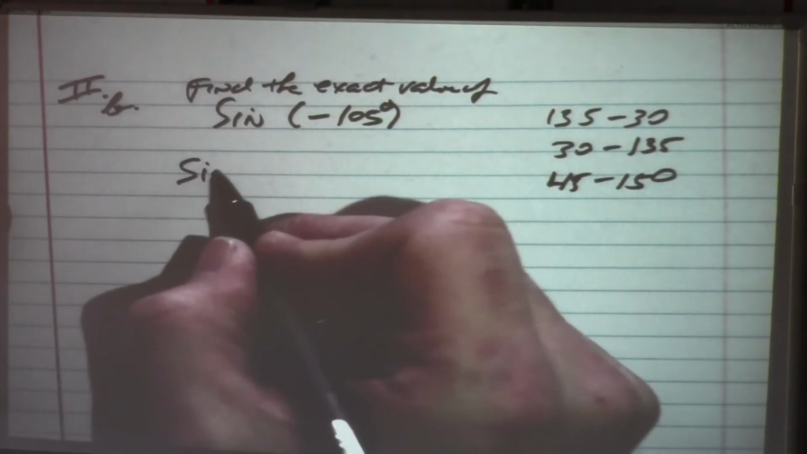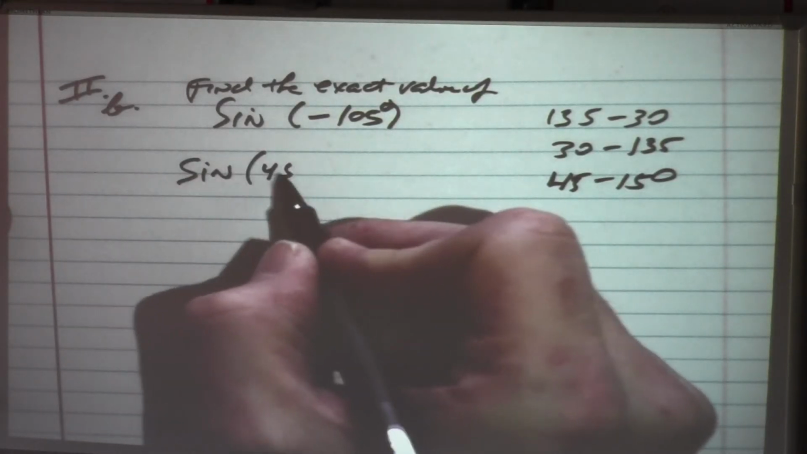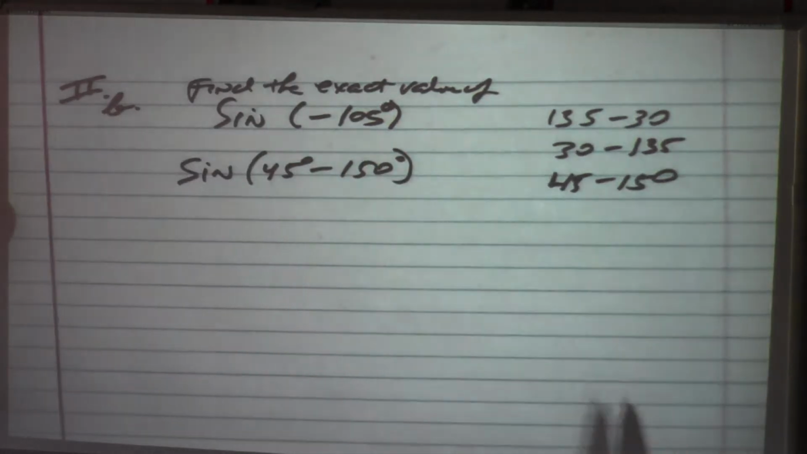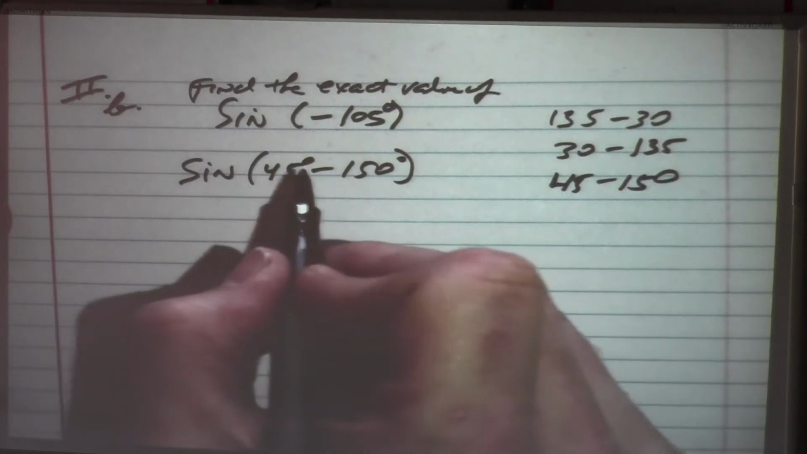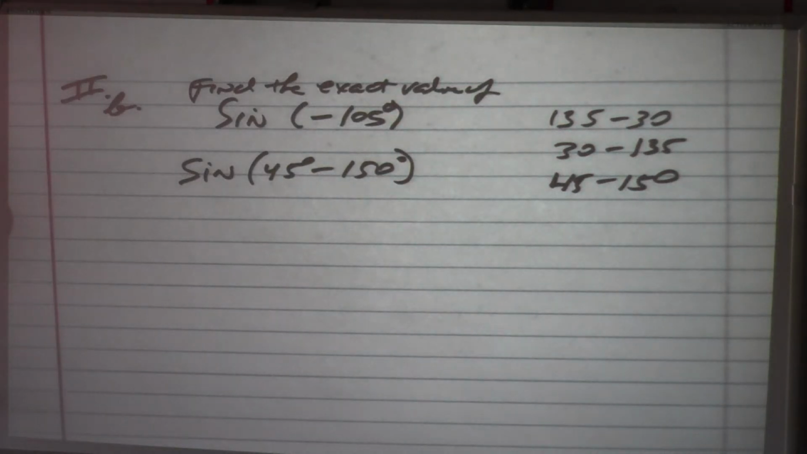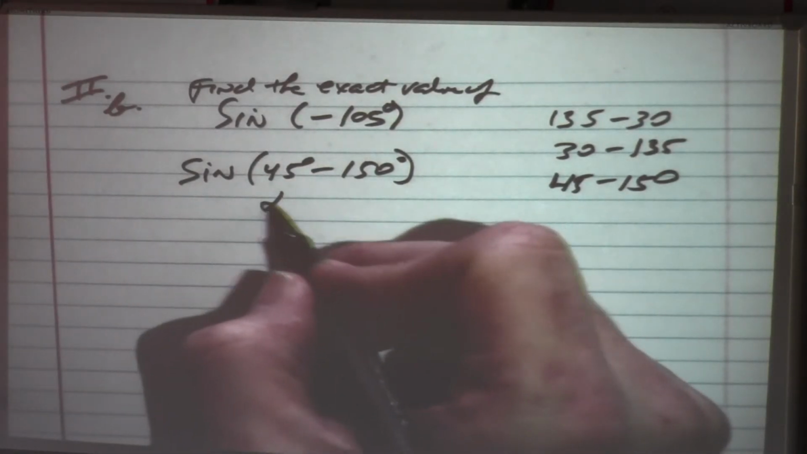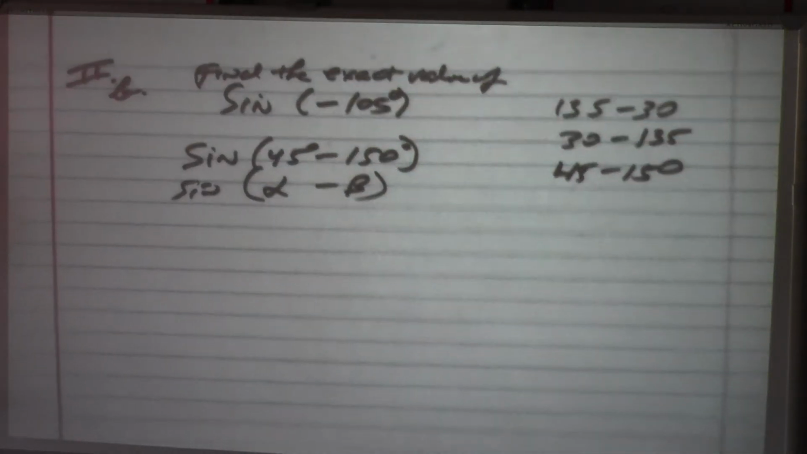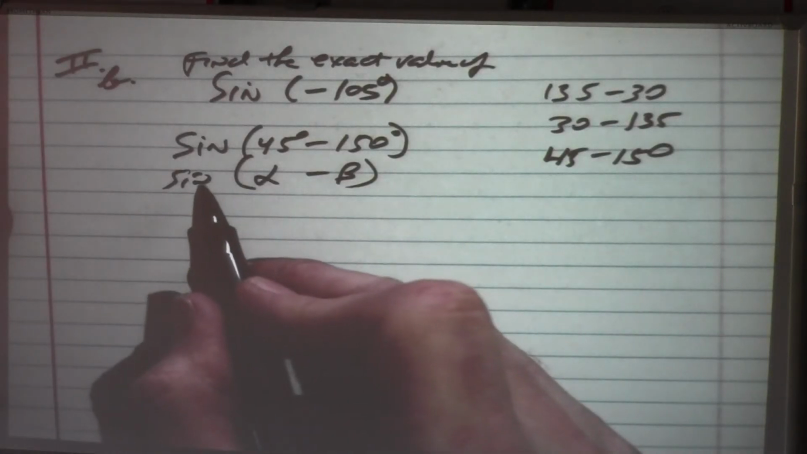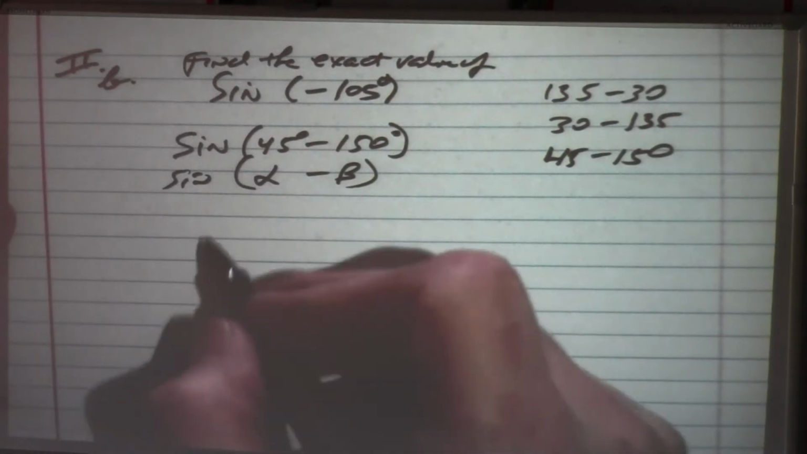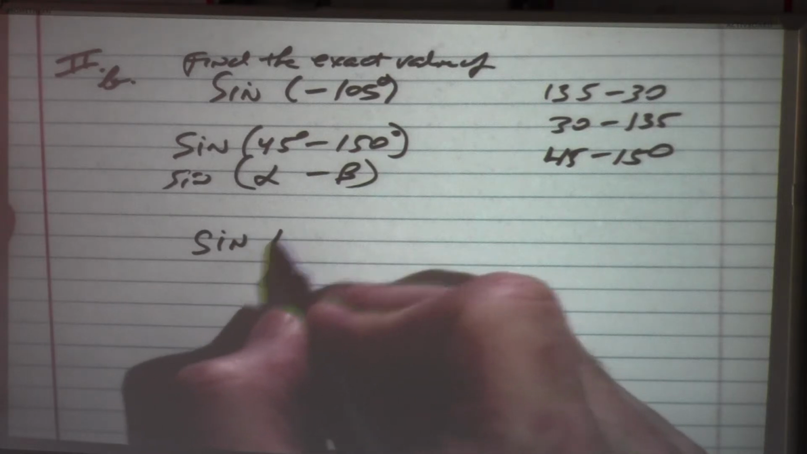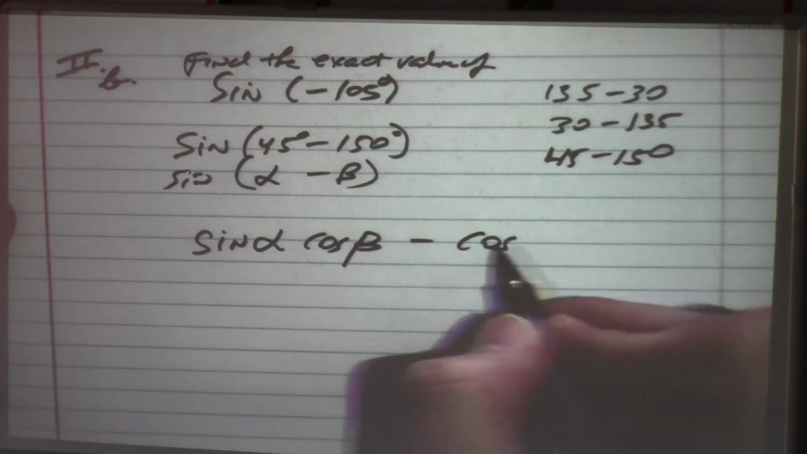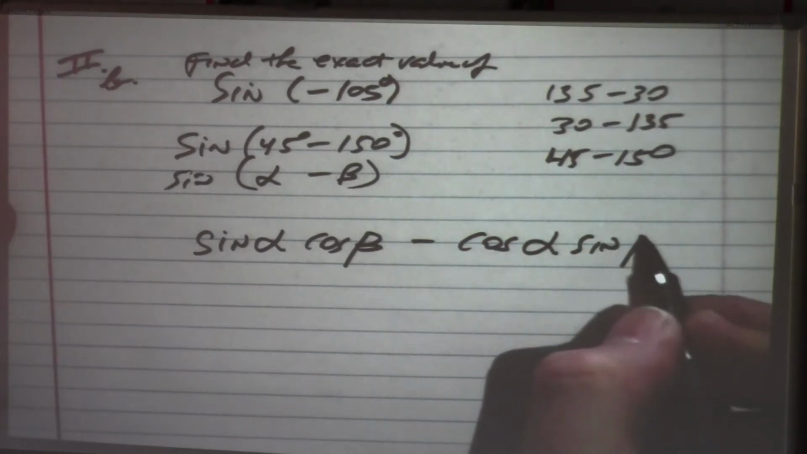So that means I'm going to rewrite that as the sine of 45 degrees take away 150 degrees. So these are the same thing, but by doing this, I am now able to use the formula. This is alpha minus beta, so I have sine of alpha minus beta. So let's use the sine difference formula where it's negative, and that's going to be sine alpha cosine beta minus cosine alpha times sine beta.